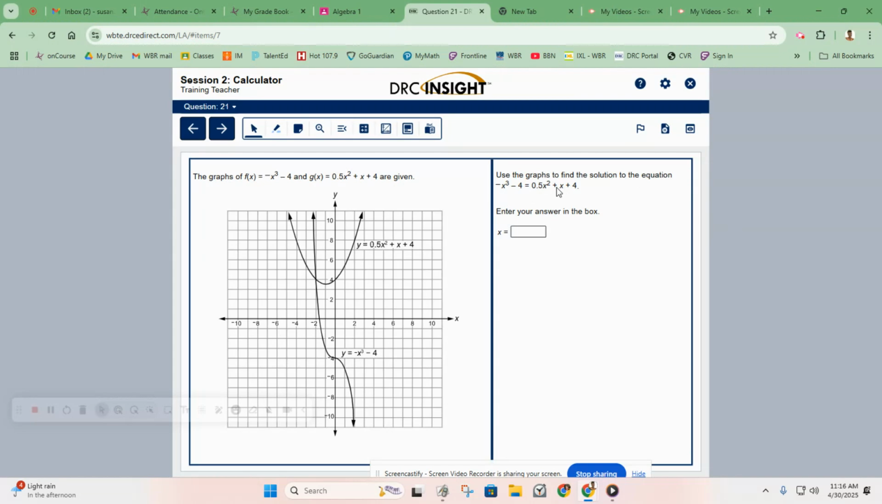What are we looking for on the graph for when they're equal? The intersection, which is right here. Notice the box says x equals. They only want the x value of that, so we're going to put in -2.